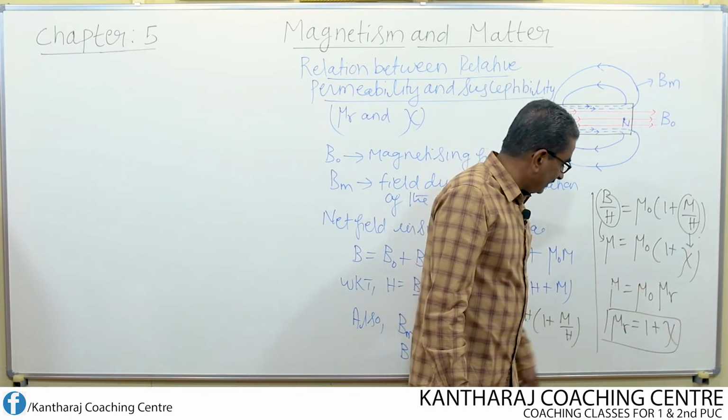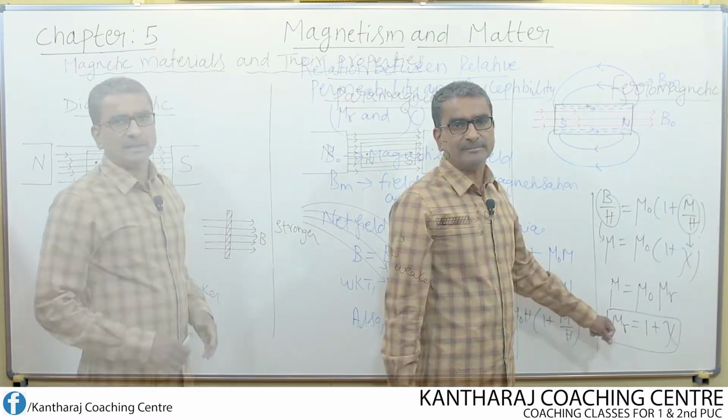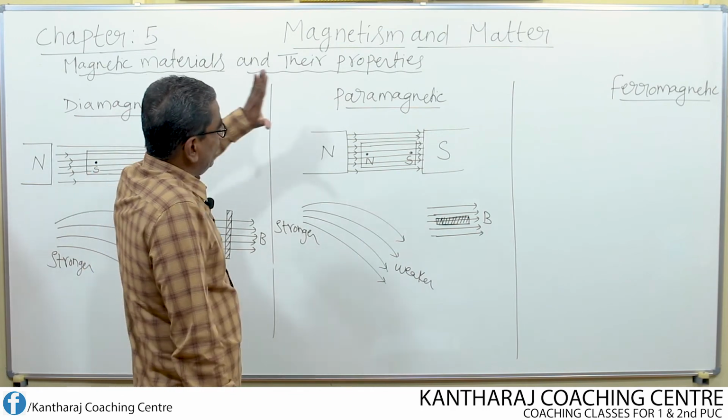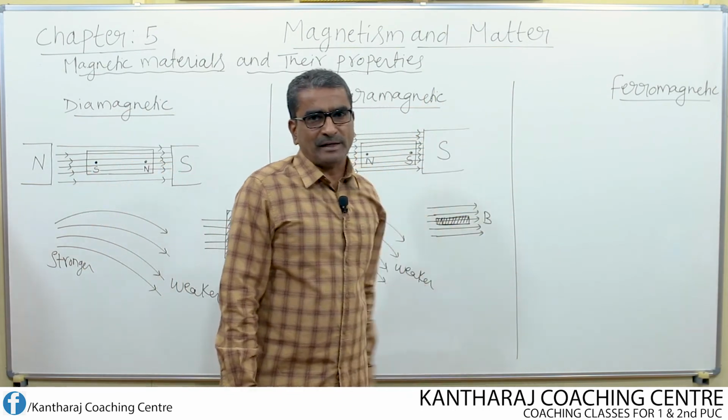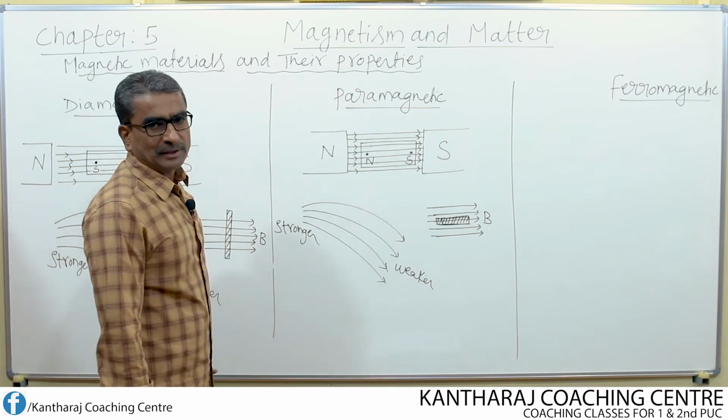So, this is the final relation between susceptibility and the relative permeability. Now, let us study what are diamagnetic material, paramagnetic material and ferromagnetic material. So, the study of magnetic materials and their properties.